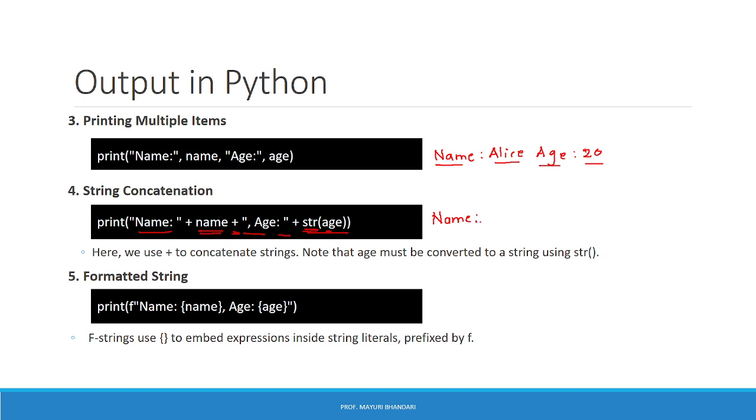Name, then Alice, right, then there is a comma, then age and str of age. Okay, so in output you will not see the difference, लेकिन यहाँ पे अगर आप string concatenation कर रहे हो using plus operator तो you have to convert it to string. Okay, so we use plus to concatenate strings, and here you should note that age must be converted to string using the str function. Clear? Now after this we'll see how to print a formatted string.